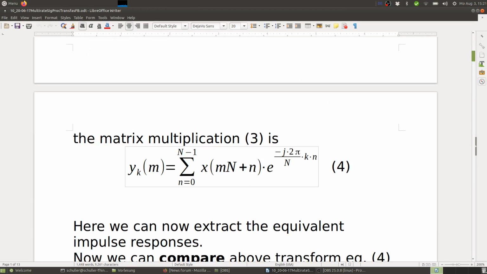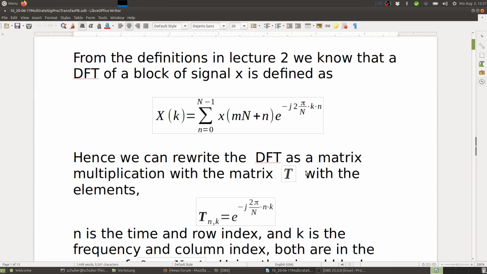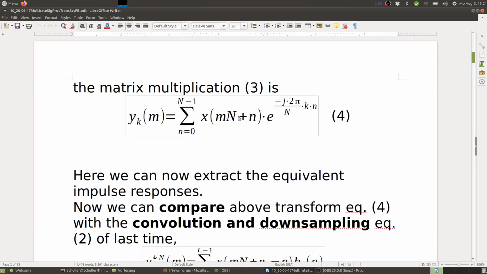And the matrix multiplication in equation 3 that we just saw is simply this. We can see that it's the same as the definition of the DFT, and we compare it here. So it's identical, except here we have the block index lowercase m. So we do this for each block of our signal x.